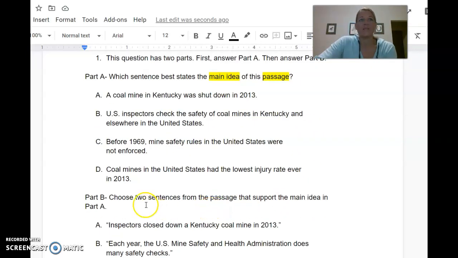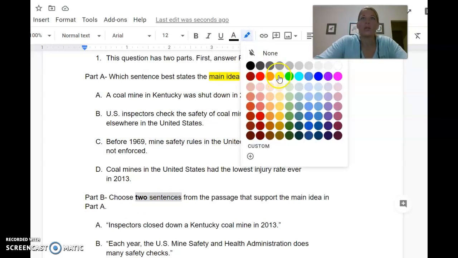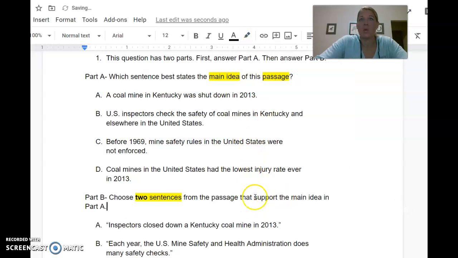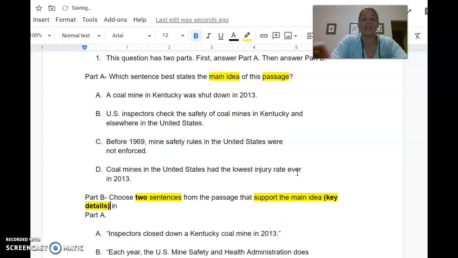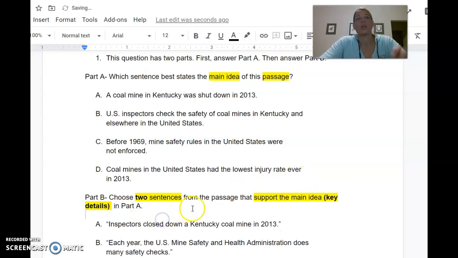Part B asks me to choose 2, I'm going to bold print that. I know y'all can't bold print when we're actually on pen and paper, but that's really important. 2 sentences that support the main idea. And if you remember, as we've been talking, sentences that support your main idea are, let's bold print this, key details. Those are details that support that main idea. Okay, so we're looking for 2 sentences that will support our main idea.